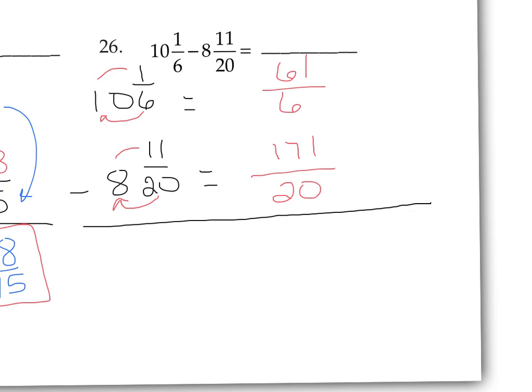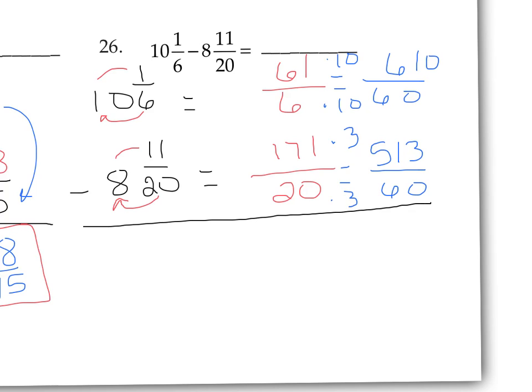All right, we need a common denominator now. The common denominator for 6 and 20 is 60. 6 times 10 is 60. 61 times 10 is 610. 20 times 3 is 60. 171 times 3 is 513. Remember, no calculators. Write it off to the side and multiply it out.